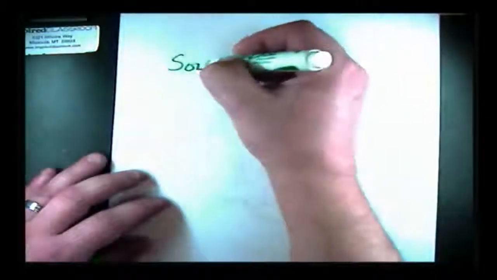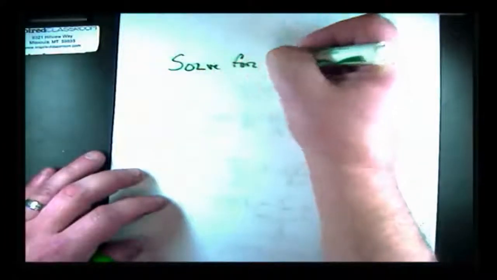I have one here where it says solve for x. And we have the absolute value of 2x minus 14 is equal to 10.